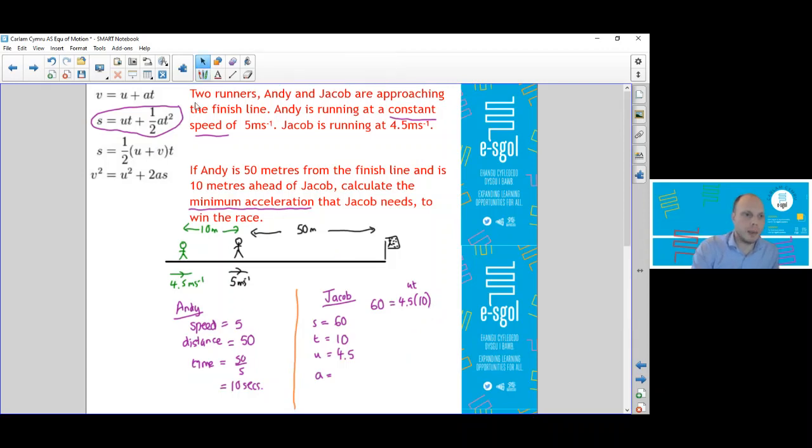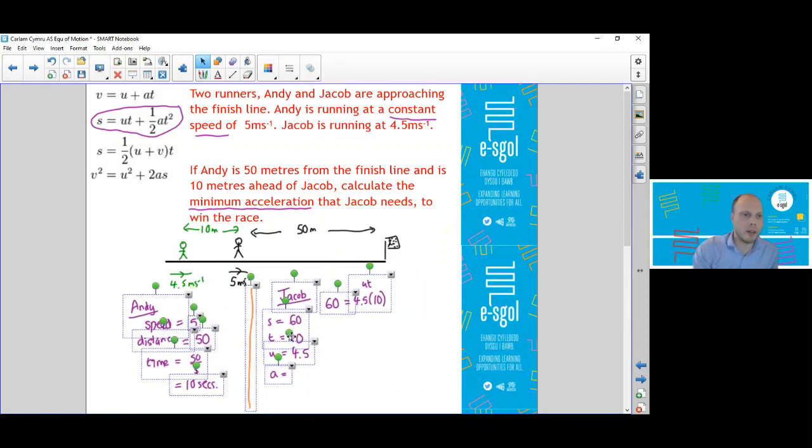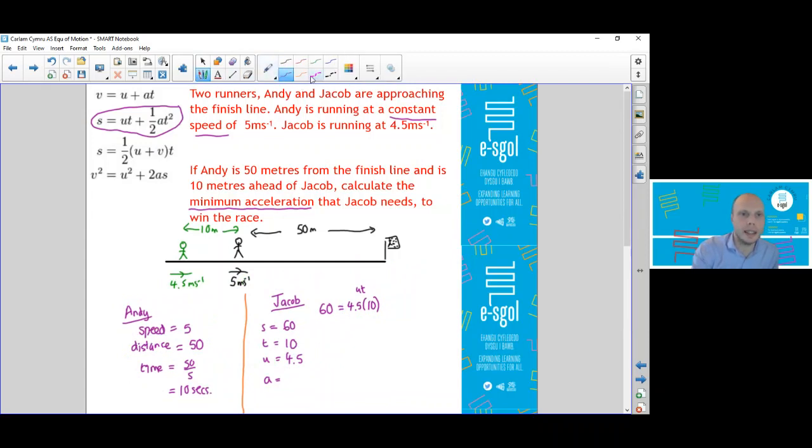I'll run out of space a little bit and move all these workings over, otherwise I'm going to overlap the branding on the side there. Plus a half AT squared. We don't know A, but we know T. T squared is 100, and a half of 100 is 50. So 50A is the AT squared part of the formula. If I expand out that 4.5 lots of 10, that's 45 plus 50A. Take the 45 away, leaves you with 15. It's 50A. Divide by 50, and you get that A is 0.3.